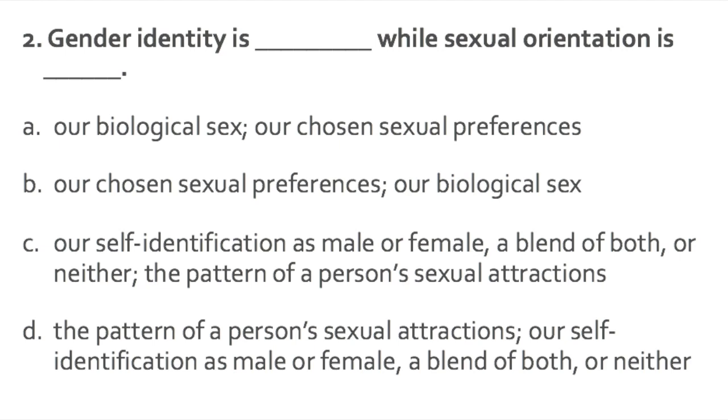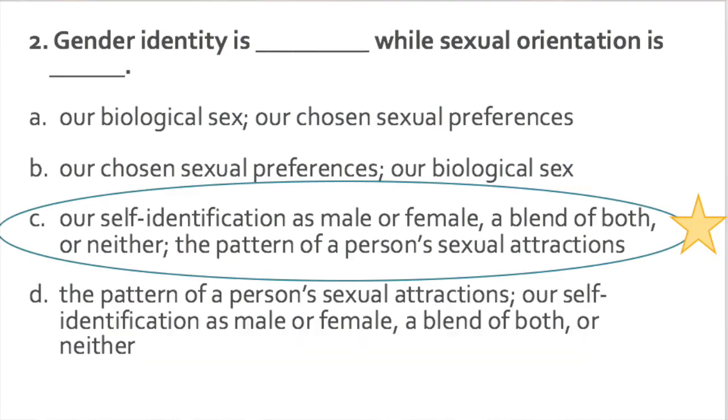Question number 2 asks, gender identity is blank while sexual orientation is blank. So go ahead and pause. And the answer is going to be C, our self-identification as male or female, a blend of both, or neither. And then the second blank is the pattern of a person's sexual attractions.